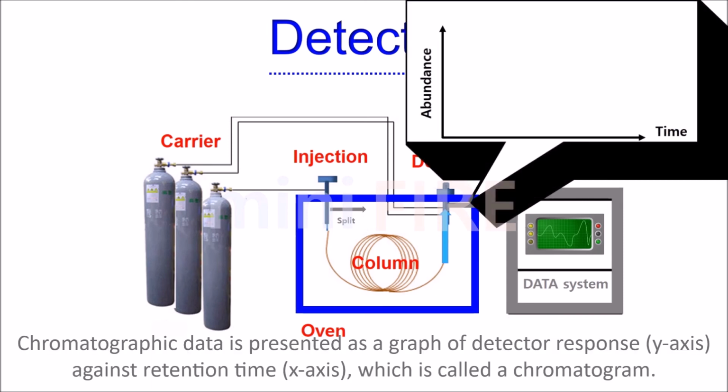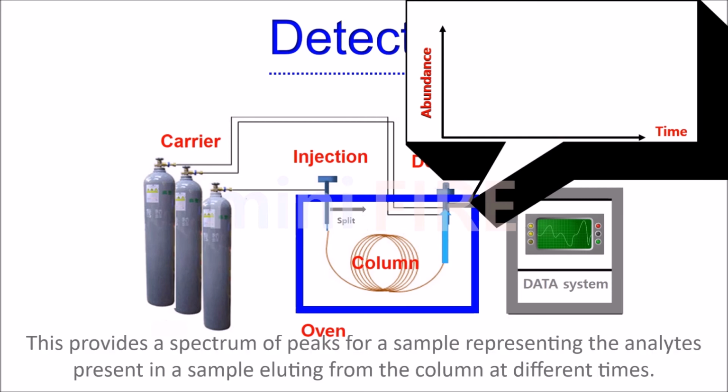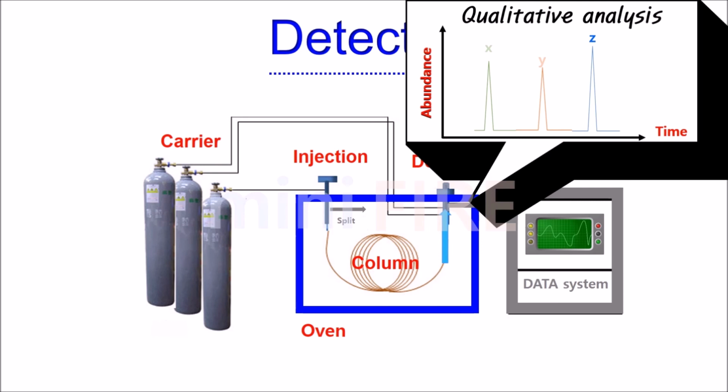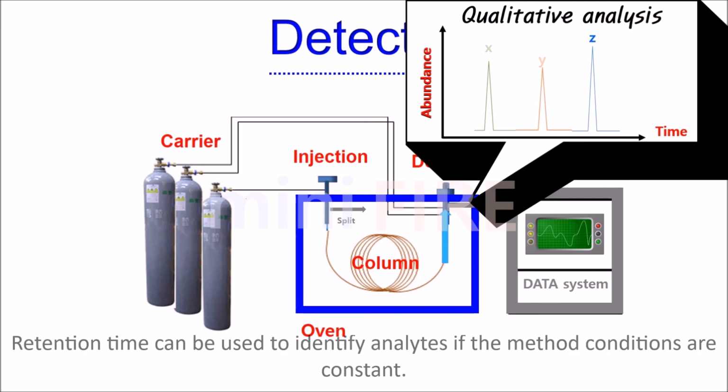Chromatographic data is presented as a graph of detector response against retention time, which is called a chromatogram. This provides a spectrum of peaks for a sample representing the analytes present in a sample, eluting from the column at different times. Retention time can be used to identify analytes if the method conditions are constant.